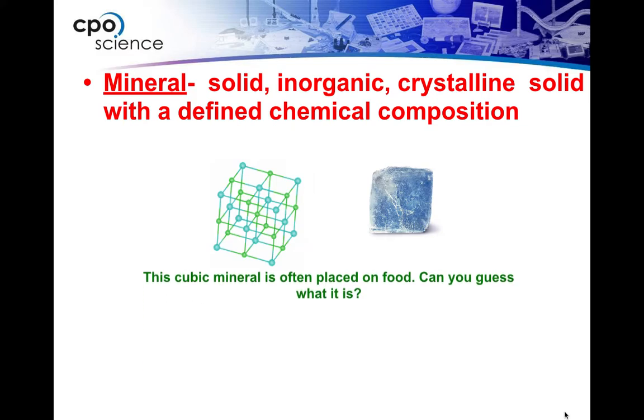This is an example of a mineral that we often put on food. The picture on the left-hand side is kind of like what the molecular structure of this mineral would look like. On the right-hand side is what it looks like in nature. I can see it's a solid. I don't know it's inorganic, but it is inorganic. I can see it's got a crystalline shape, and it does have a definite chemical composition, which is sodium and chlorine. All of those little cubes you see there are comprised of sodium and chlorine atoms that are chemically bonded together. So that is by definition what a mineral is.